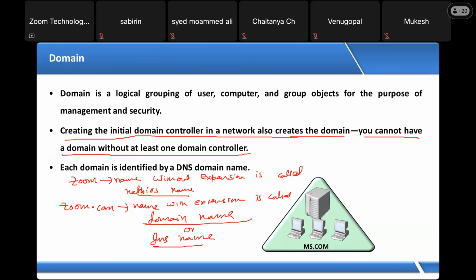Whenever you see the triangle, you have to understand that it is a domain model. And in that domain model, some name is there with an extension. What do you understand that name as? This ms.com is what name? Domain name. This logical boundary is what? Domain. The logical boundary is the domain. This ms.com, a name with an extension, is called what? Domain name. The last line is important: a domain is identified by a domain name.